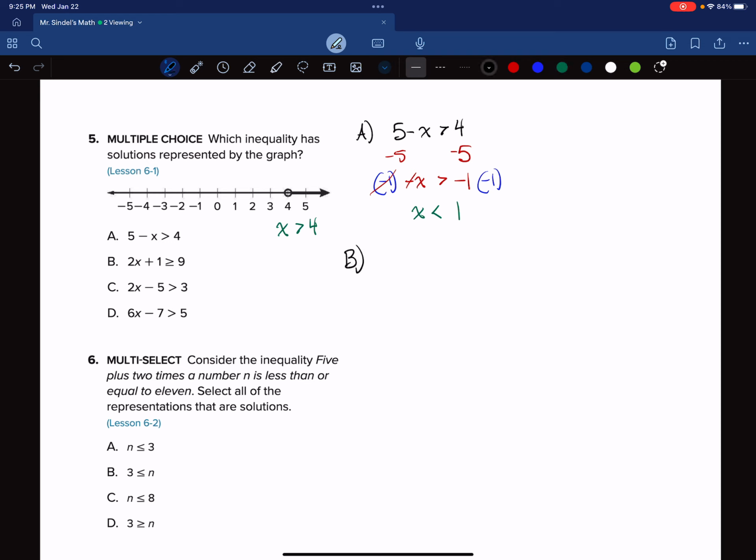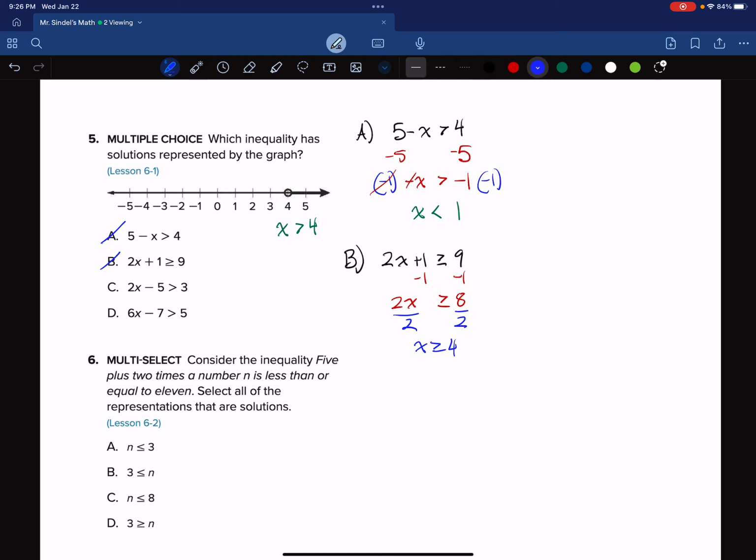For b, I have the inequality 2x plus 1 is greater than or equal to 9. From there, let's go ahead and subtract 1, I get 2x is greater than or equal to 8. And then if I divide both sides by 2, x is greater than or equal to 4, which is really, really close. But that's not x is greater than 4, so b is also out of the running. I guess we could have eliminated it right from the get-go because it had an equal to sign on the very bottom. Therefore, this one is an open point. It has to be between c and d.